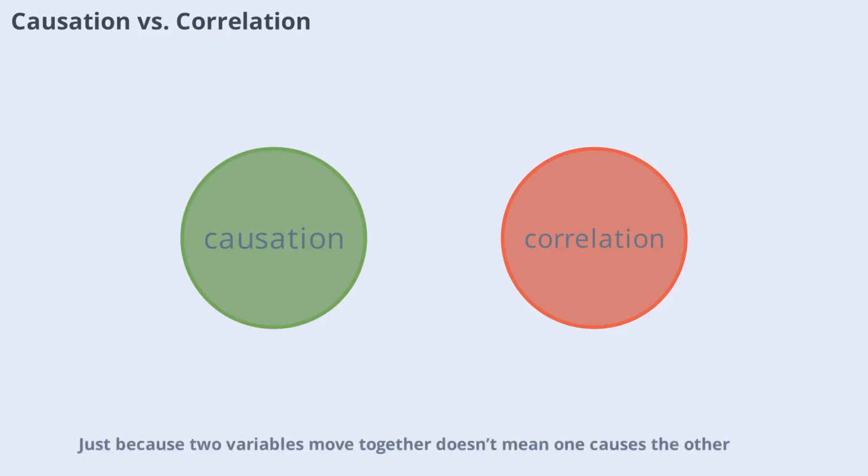Just because two variables move together doesn't mean one causes the other. For example, ice cream sales and sunburns both rise in summer, but buying ice cream doesn't cause sunburns. Distinguishing between correlation and causation is crucial for drawing accurate conclusions from data.